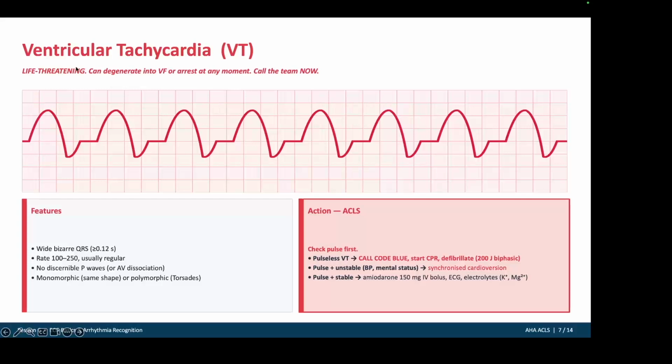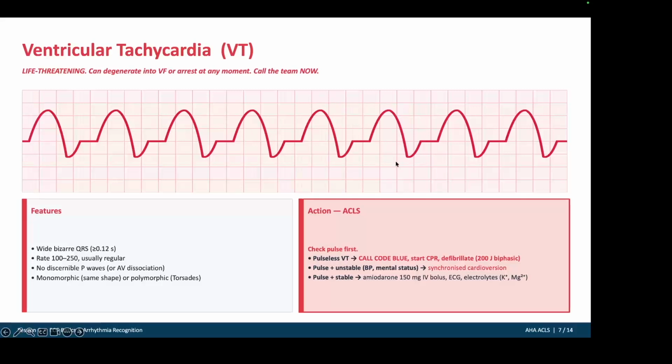And this is ventricular tachycardia. Here you get a wide bizarre QRS complex which is more than 0.12 seconds, and the rate ideally will be more than 100 to 250, usually regular. You can see the regularity of the RR interval and no discernible P waves or AV dissociation.